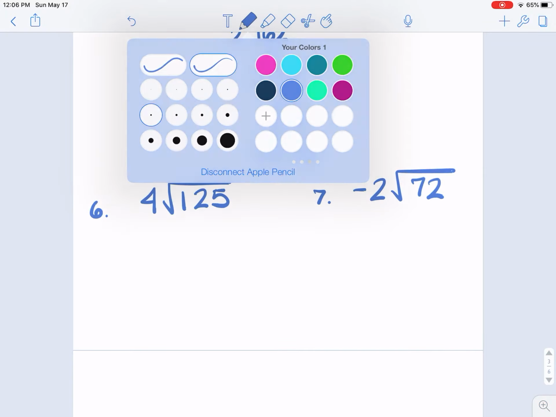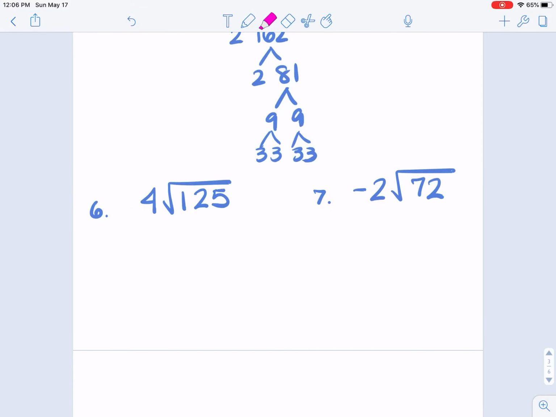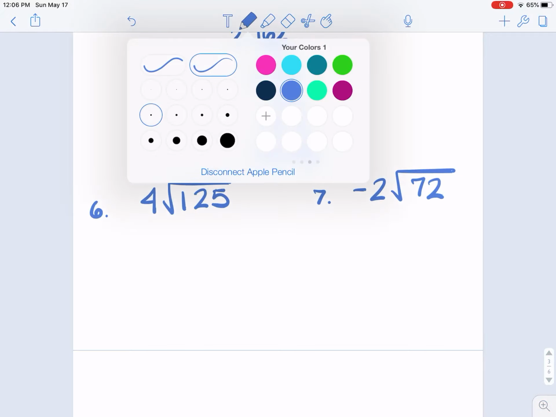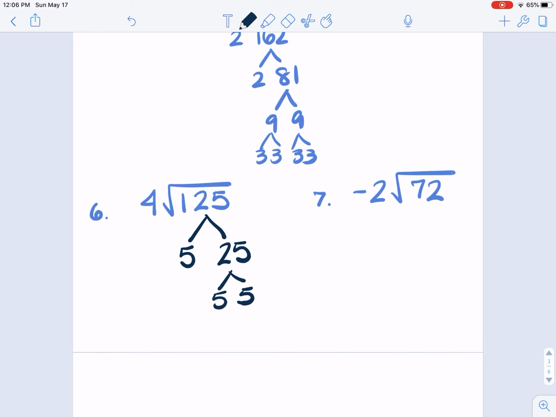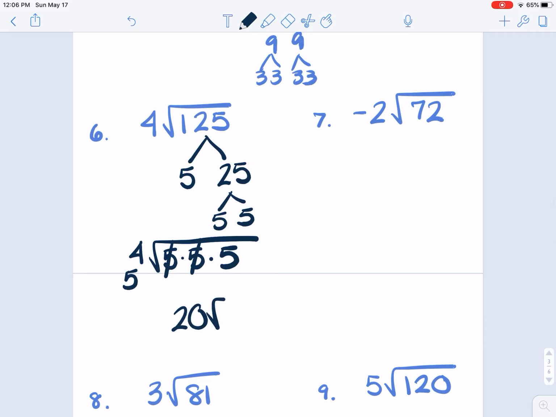All right, now I've got where I have numbers out in front. So all this means is, notice I have a 4 already sitting out here in front, okay? All that means is anything that I'm going to bring outside, I'm going to multiply by 4. So I'm going to break down 125. That would be 5 times 25. 25 breaks down into, not 2, but 5 and 5. So again, I have a 4 waiting for me outside. 5 times 5 times 5. I can take out a 5, and I'm left with 20 square root of 5.